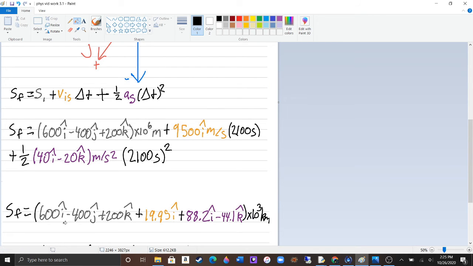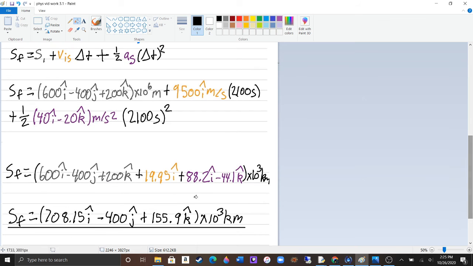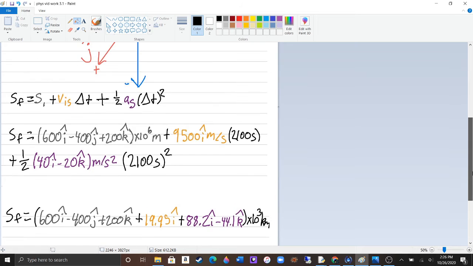So this gives us 600I minus 400J plus 200K plus 19.95I plus 88.2I minus 44.1K. So if we do all of that, we will get 708.15I minus 400J plus 155.9K times 10 to the third kilometers relative to planet Zeta.